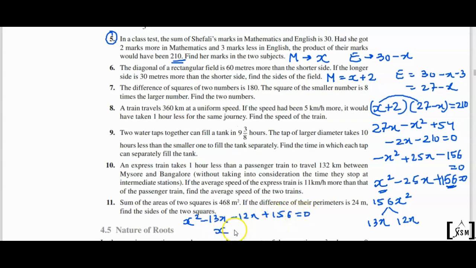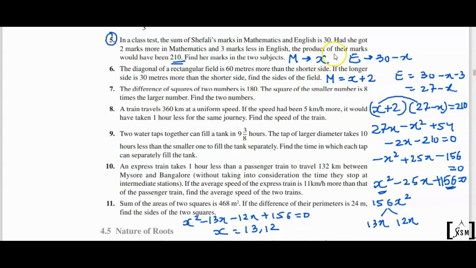So x would be, when you simplify that, you will get that, don't worry. So x would be either 13 or 12. Maths marks is 13, English marks is 30 minus 13, which is 17. And if maths marks is 12, English marks is 30 minus 12, which is 18. So we have two answers. Two marks are possible for maths and for English. There are two possibilities basically.